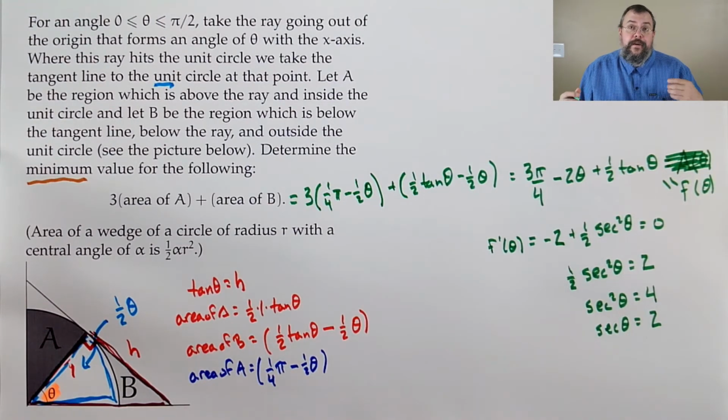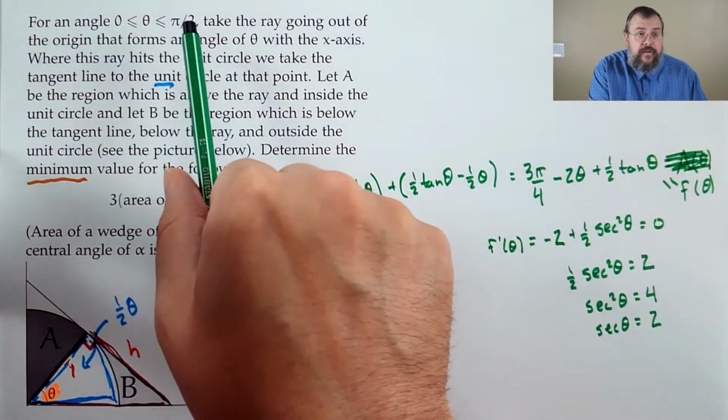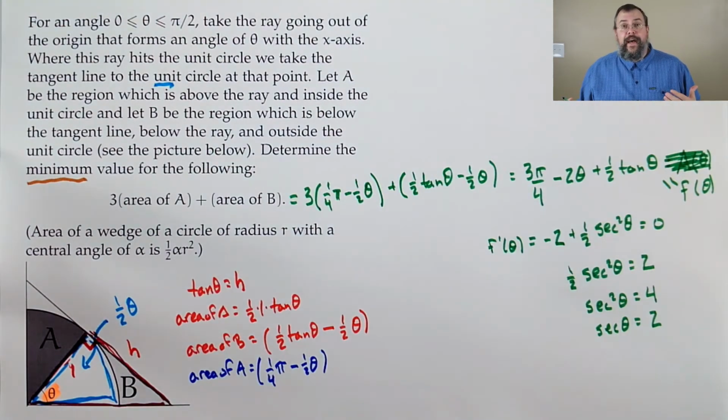Now, you might say, hey, do I need to do plus or minus? We actually don't need to, because our angle is between 0 and pi halves. Since our angle is between 0 and pi halves, the value of secant in that range is always positive, so we can't get a negative value for secant. So we're okay sticking with just positive 2. Good. So now we know secant of theta equals 2.